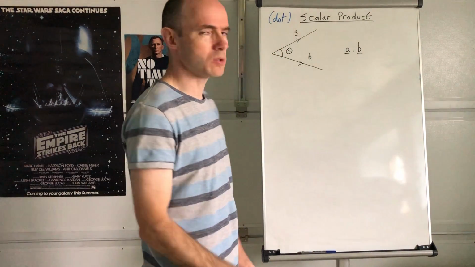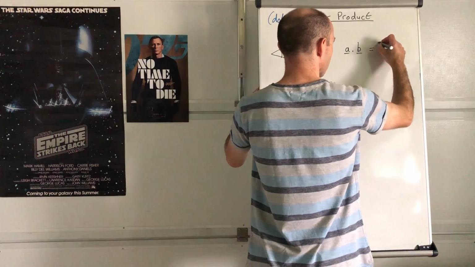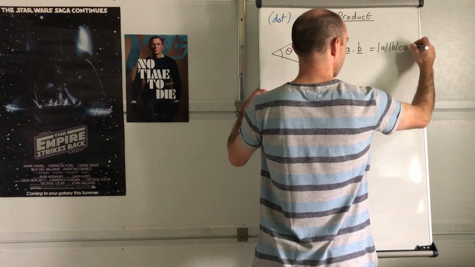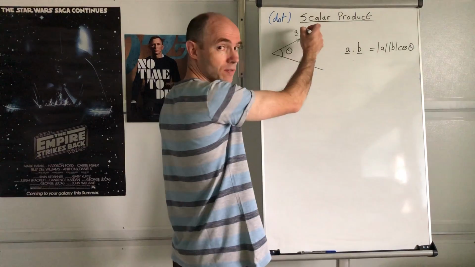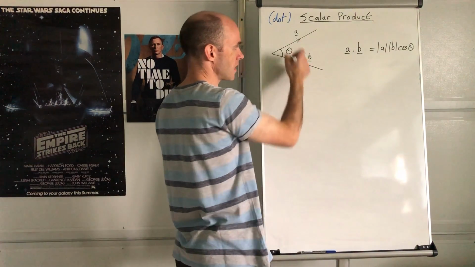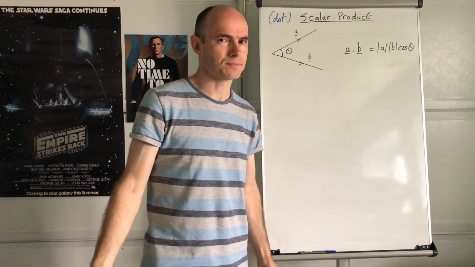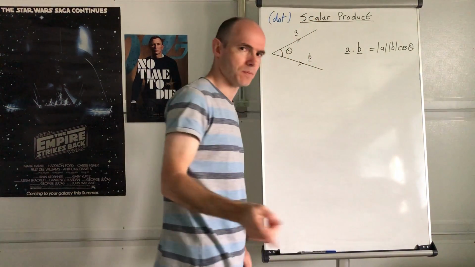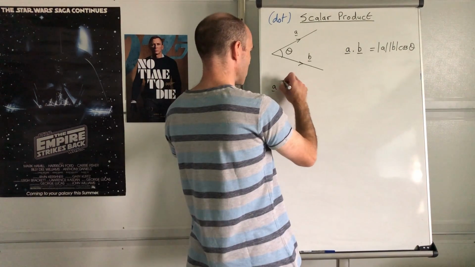Now how do you do that? The scalar product is defined as the modulus of A times the modulus of B times cosine theta. That is the magnitude of A, the length of A, times the magnitude of B, times cosine theta. Now the scalar product on its own is not very useful. What we want to do is work out the actual angle, and so we need another definition of the scalar product, which is this.